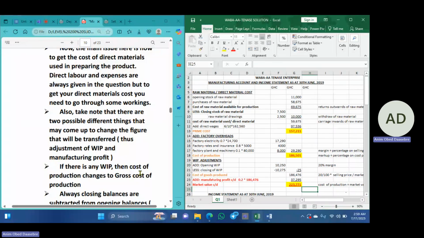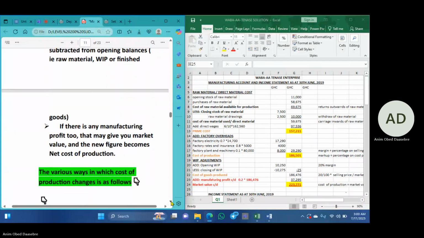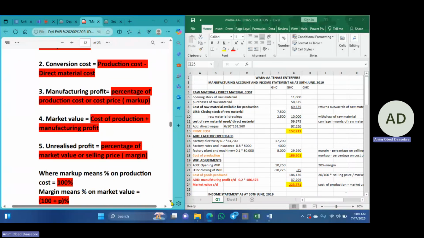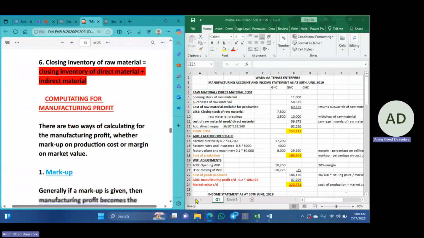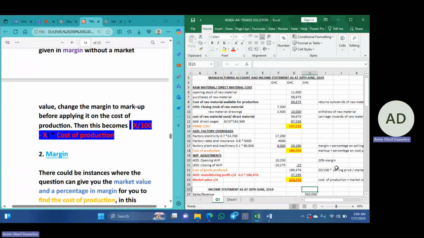So guys, this will be the end of the manufacturing accounts. Now we are going to the income statement. If there is any manufacturing profit that may give you market value, and the new figure becomes net cost of production. We are done with the manufacturing accounts. We are heading to the income statement aspect.